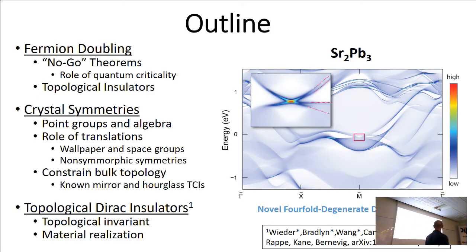First, I'm going to talk about a review of fermion doubling theorems in the context of condensed matter, and specifically how these no-go theorems relate to quantum criticality, and how you can think of them as giving bounds on the kinds of topological insulating phases of behavior that you might see.